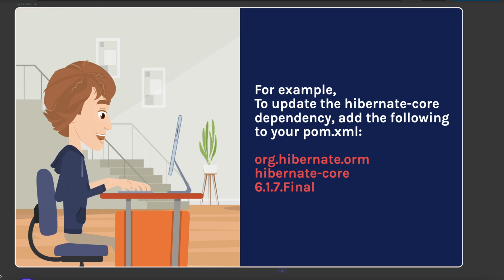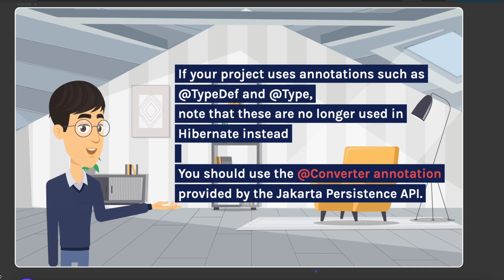For example, to update the Hibernate core dependency, add the following to your pom.xml: org.hibernate.orm, hibernate-core, 6.1.7.Final. If your project uses annotations such as @TypeDef and @Type, note that these are no longer used in Hibernate. Instead, you should use the @Converter annotation provided by the Jakarta Persistence API.